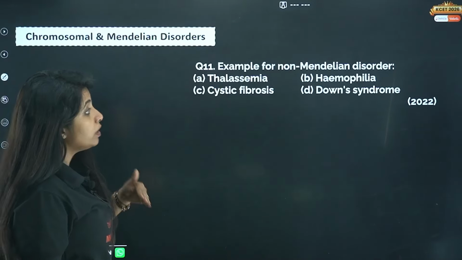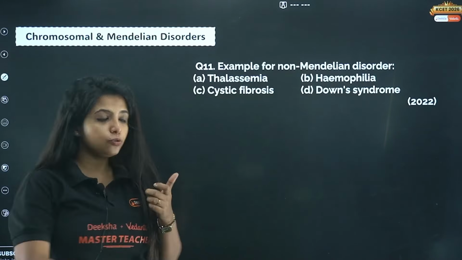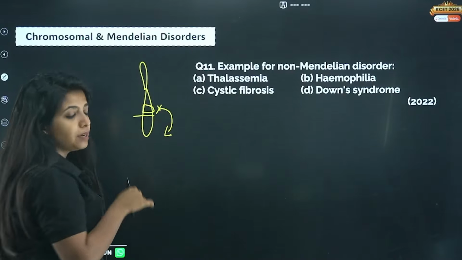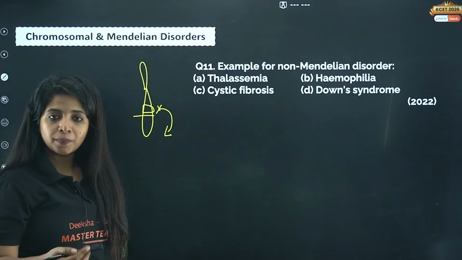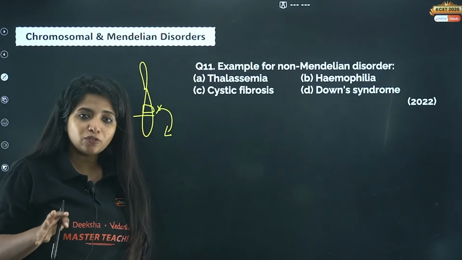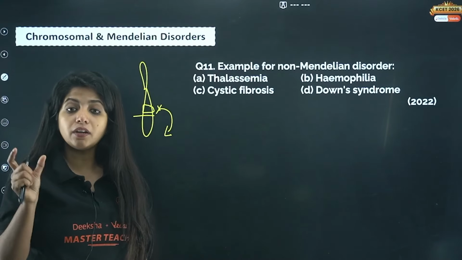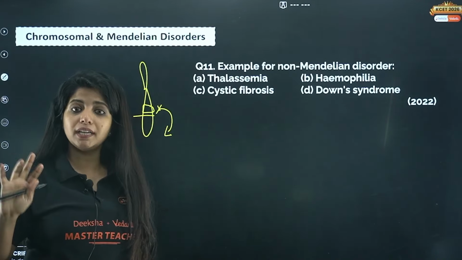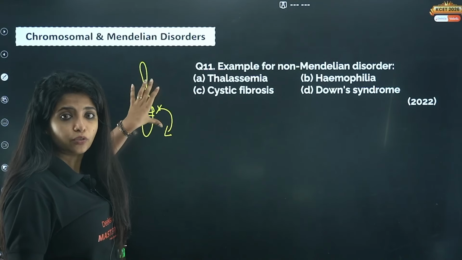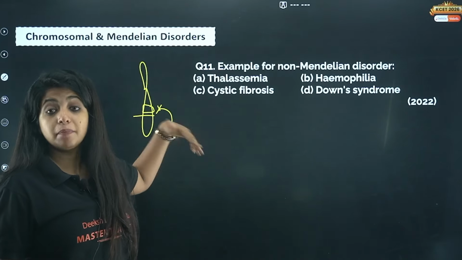Now, examples for non-Mendelian disorder. What are Mendelian disorders? My dear children, whenever there is a chromosome and in that chromosome one gene has some mutation and because of this you have some disease, this is known as a Mendelian disorder. Now, there is another category of disorder, that is chromosomal disorder. For example, you lose one chromosome or you gain one chromosome, and that is why you have some disease. That comes under chromosomal disorders. Something that has to do with the chromosome number, quantity and structure is a chromosomal disorder. If it has something to do with the genes on the chromosome, it will be a Mendelian disorder.